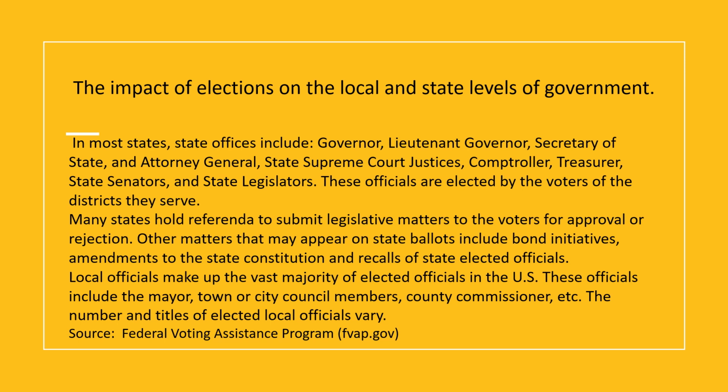Local officials make up the vast majority of elected officials in the U.S. These officials include mayors, town or city council members, county commissioners, etc. The number and titles of elected officials vary at the local level because cities, towns, villages, and counties are so different. And so within different states, there may be different rules or requirements as to the way that elections are held, whether or not there are term limits, what those term limits would be, how long the term of office takes place, when the election takes place, etc.